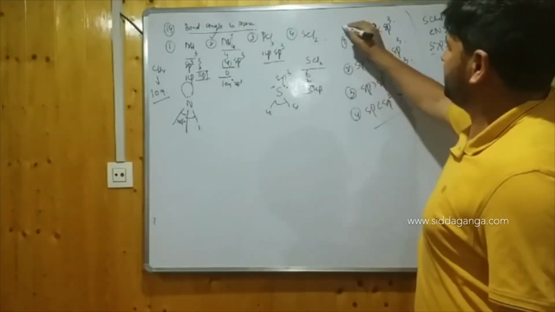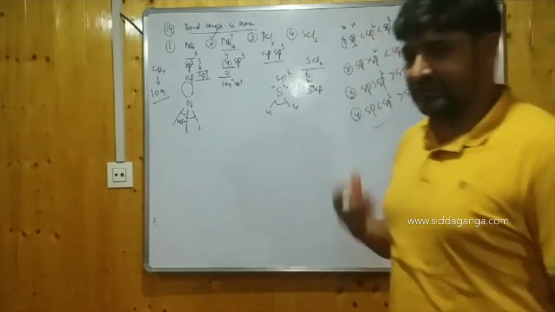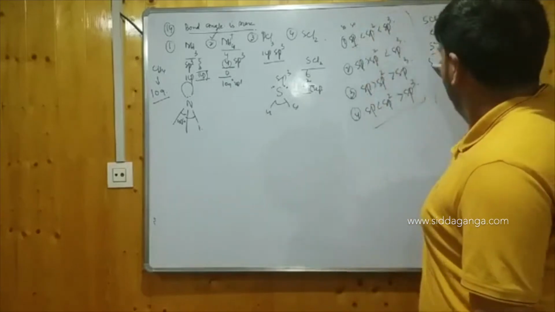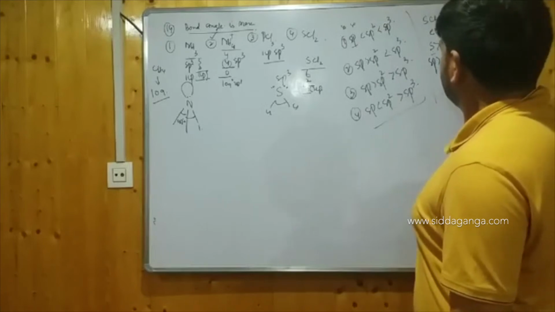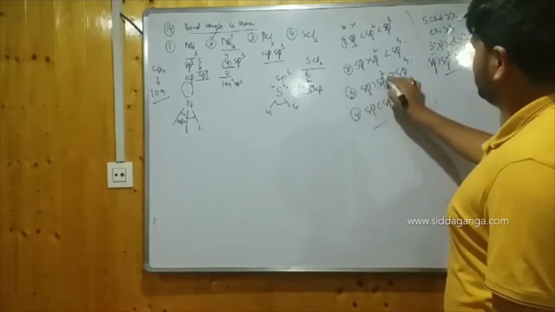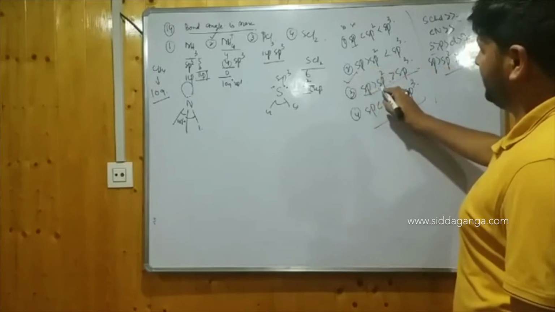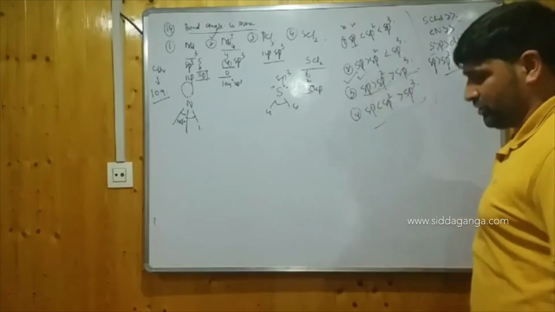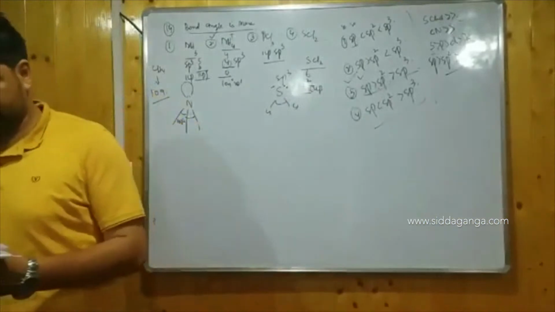So in sp, s character is 50%, p character is 50%. Which of the hybridized orbitals has maximum s character? Only sp. So it will be sp more than sp2 more than sp3. So the correct option, children, is sp more than sp2 more than sp3, because here s character is 50%, here only 33%, and here only 25%. So the correct option will be option 3. Right? Correct. Next question.